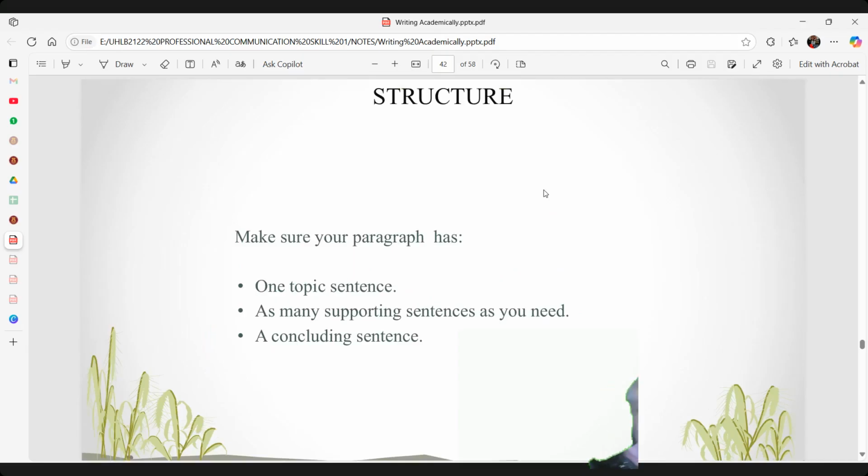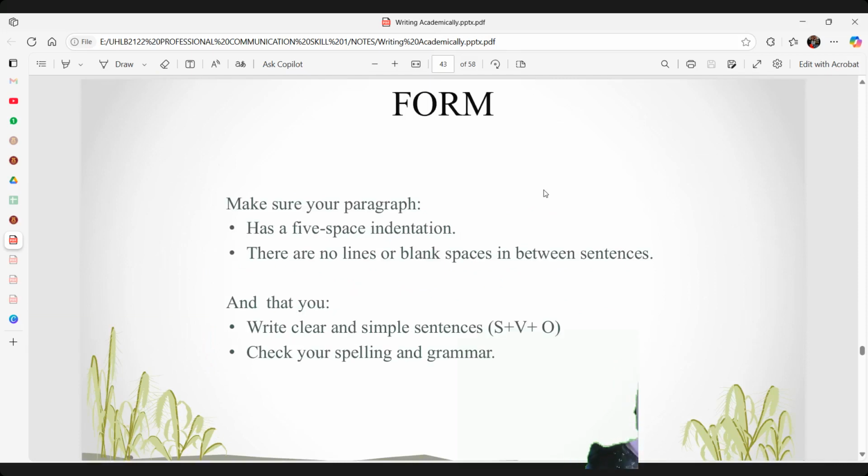Structure. Make sure your paragraph has one topic sentence, as many supporting sentences as you need, and a concluding sentence. Form. Make sure your paragraph has a 5-space indentation. Okay, so this is the basic.